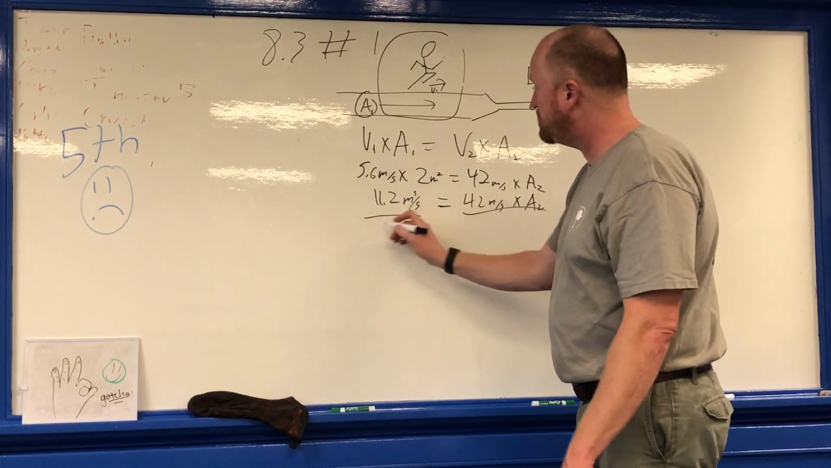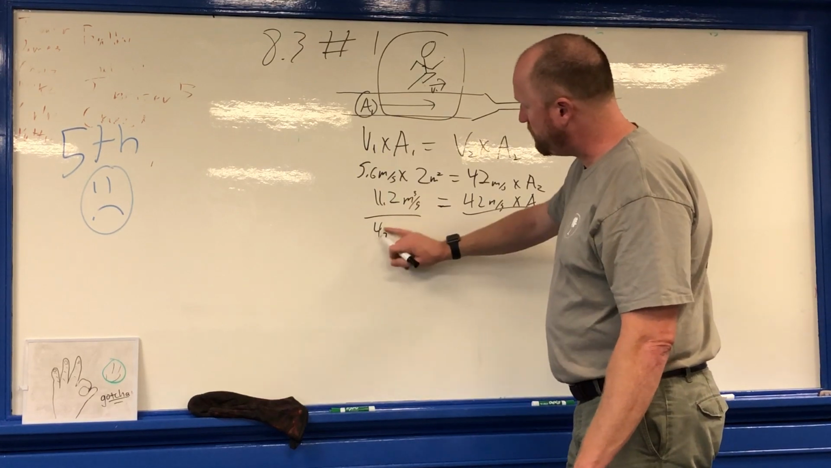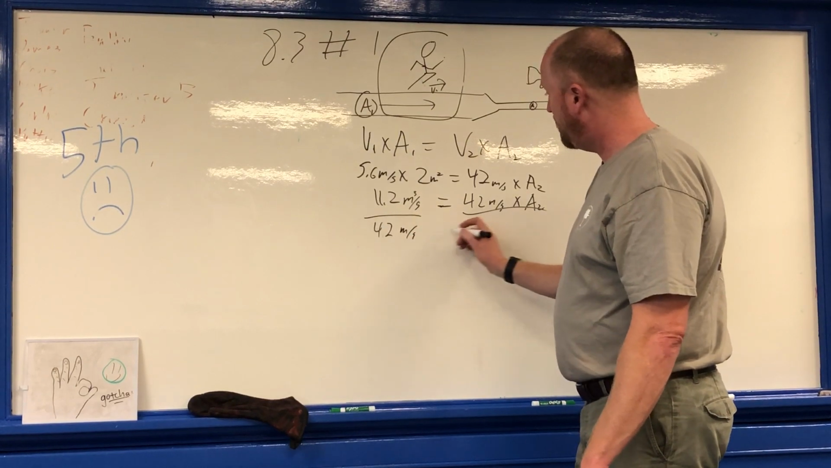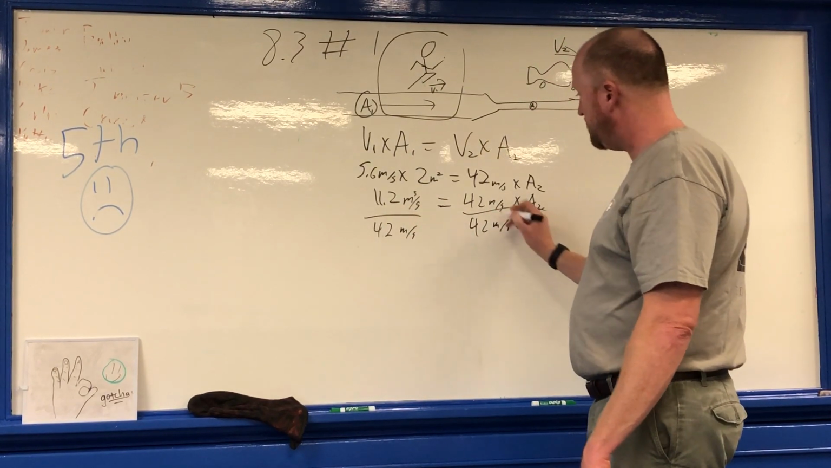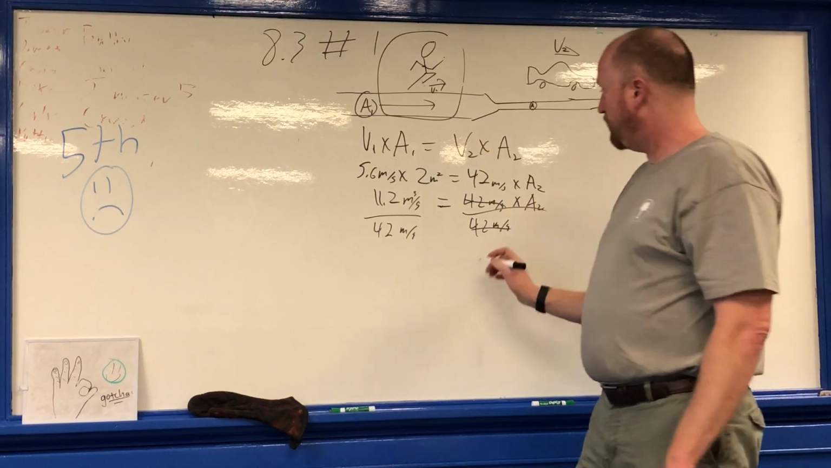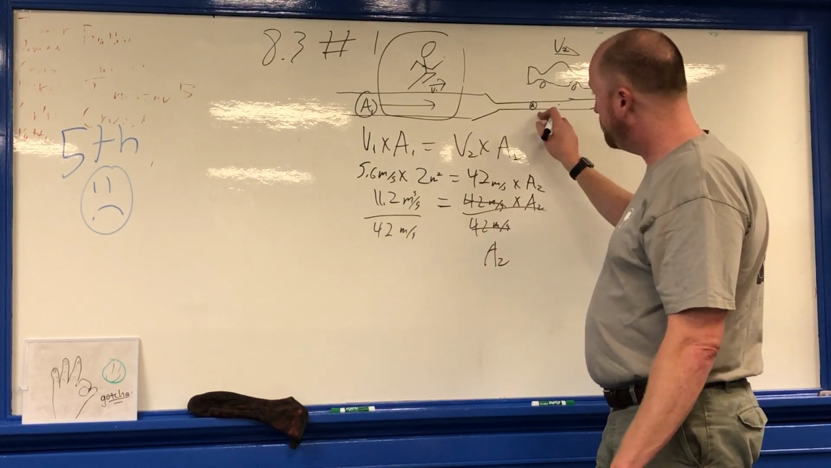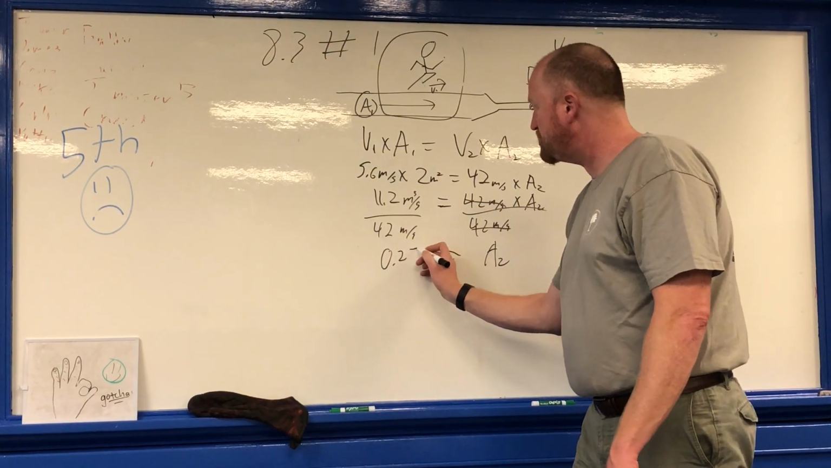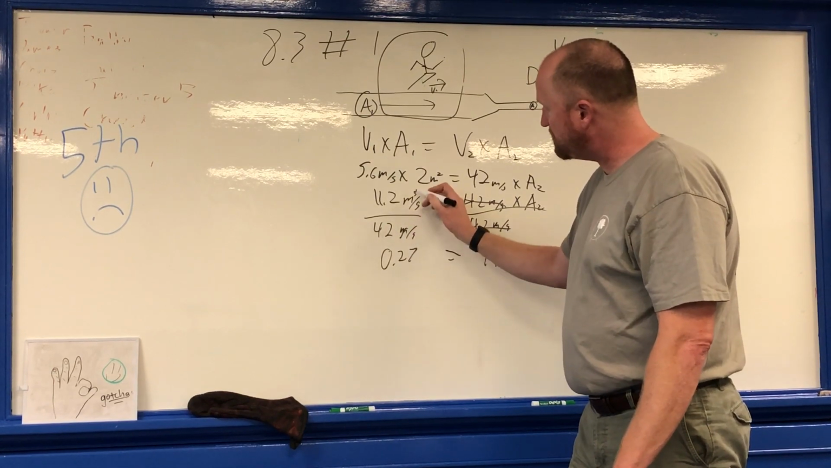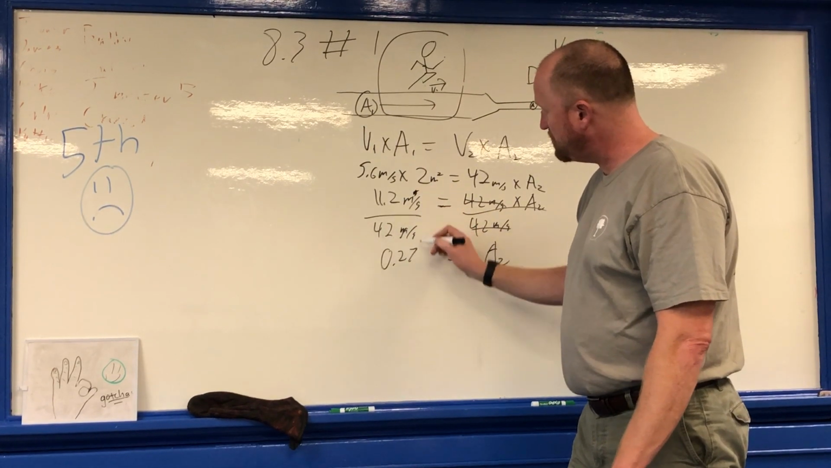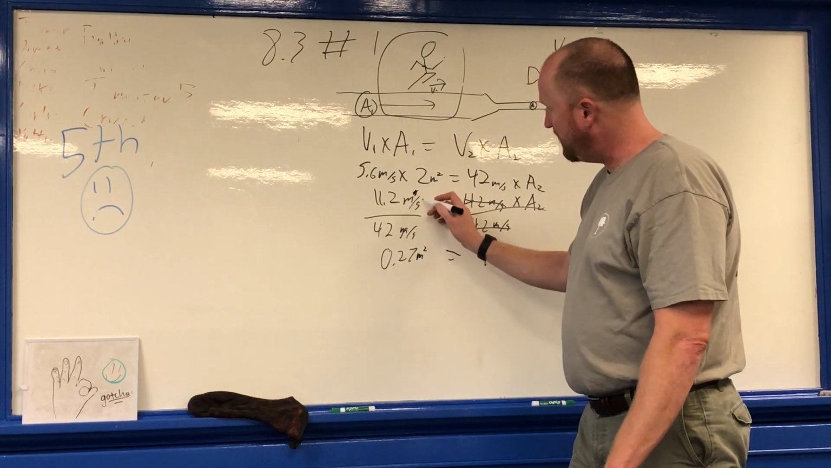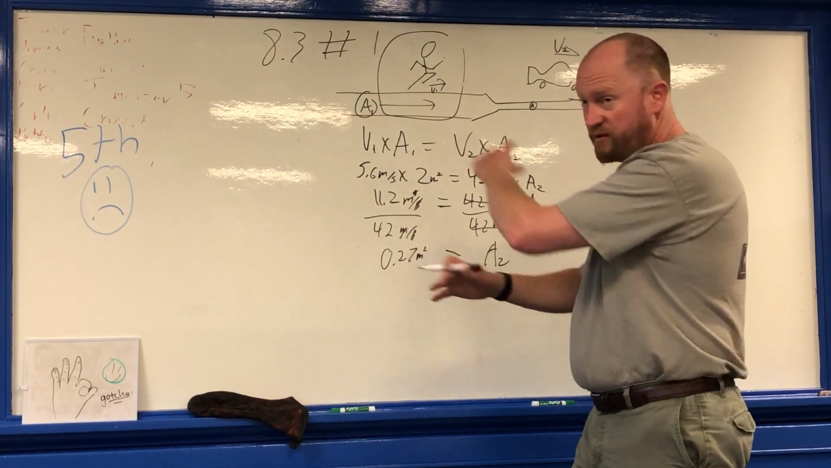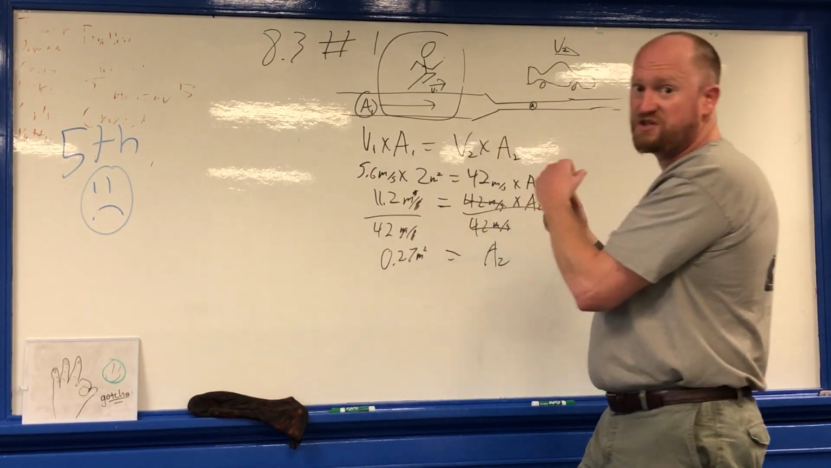Divide both sides by 42. I can't seem to write anything today. 42 meters per second over 42 meters per second. Now that cancels. And what we're left with is A2, the small area, is equal to 0.27. The meters cubed cancels the 1, makes it meters squared, and the seconds are gone, so it's just 0.27 square meters is the area of the cross section of the pipe.